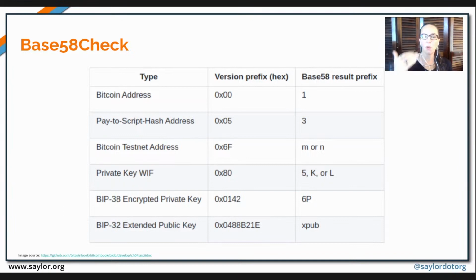We won't go through all of these, but you can see this different version prefix, this 05, is added to a pay to script hash address, and that results in that address starting with the number 3, right? If you're going to be working with this a lot, it's probably a good idea to have some of these memorized so you know what they are. If it's the Bitcoin testnet, it's going to start with like M or N. We're going to talk a little bit about this private key format. That's going to start with 5, K or L.